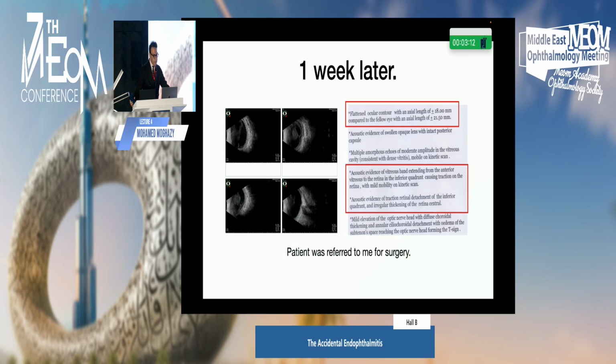Axial length is 18, and now the ultrasound shows an acoustic evidence of vitreous band extending from the anterior vitreous to the retina with inferior quadrant retinal detachment. And also, there were signs of choroidal detachment and traction.